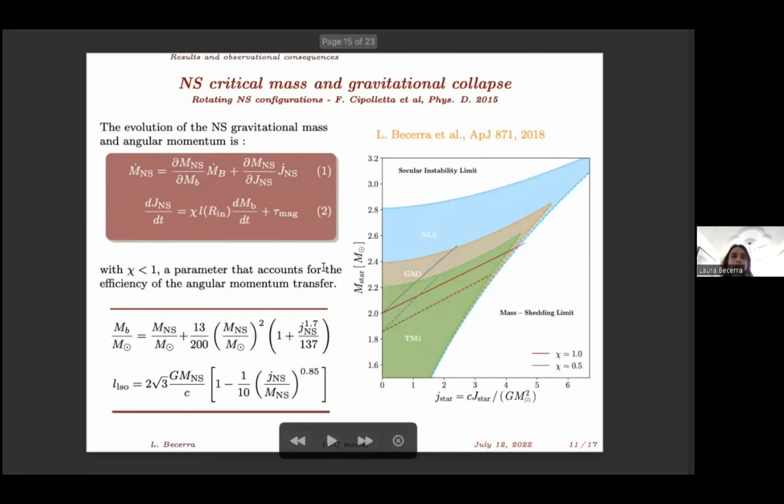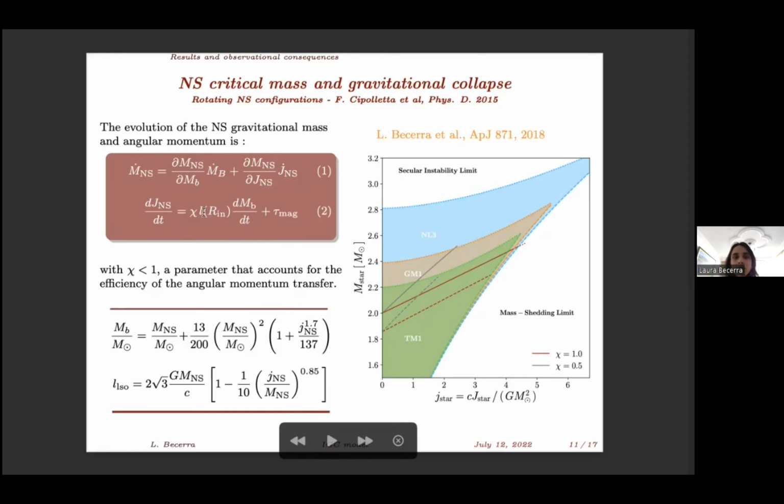So now with this simulation, we can address the question whether the neutron star will collapse and form a black hole due to the hypercritical accretion that has happened. So for this, we need to follow the gravitational mass of the neutron star, but also the angular momentum of the neutron star. So we're going to assume that the accretion rate we have calculated from the simulation will contribute to the baryonic mass of the neutron star.